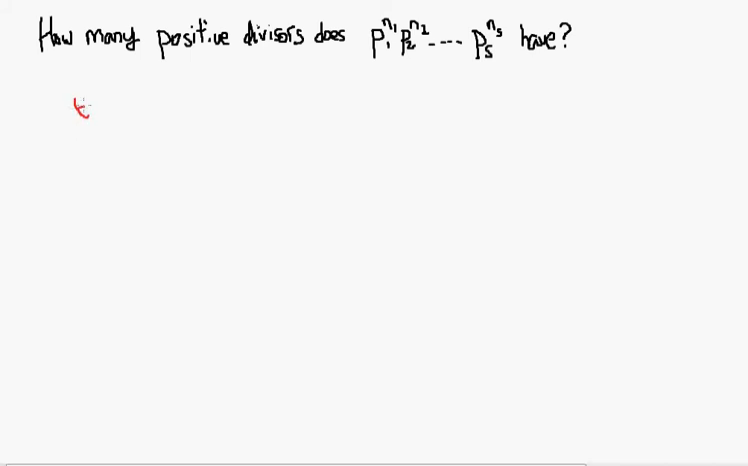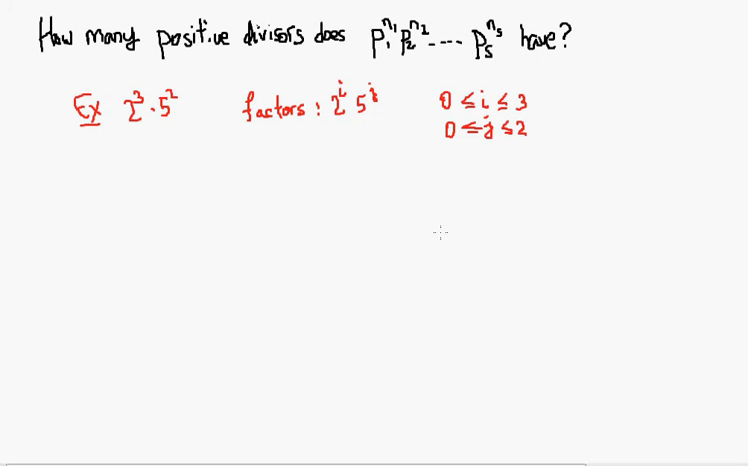So for example, if we had something like 2 to the third times 5 squared, this would have 12 factors. The factors would have the form 2 to the i times 5 to the j power, where i has to be something between 0 and its exponent 3, while the j on the 5 would have to be something between 0 and the exponent 2. And this will have 12 factors.